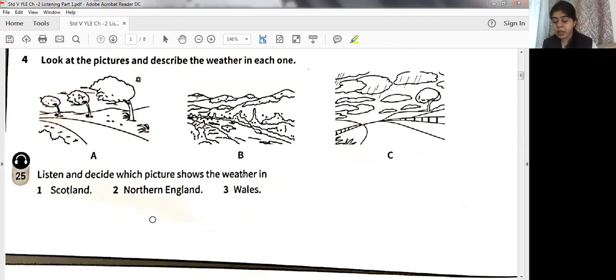Next, about the northern England. Which picture is which weather condition is being described? Windy. So you will write A over here, below the northern England. And last, Wales, it is C. Okay. Now, turn your textbooks to page number 77.